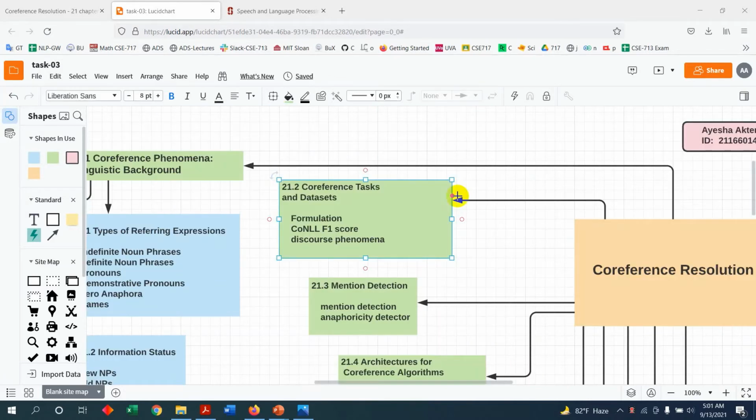Now the second section, whose name is Coreference Task and Datasets. We can formulate the task of coreference resolution as follows. Given a text T, find all entities and the coreference links between them. It evaluates the task by comparing the links our system creates with those in human-created gold coreference annotations on T. Coreference is usually evaluated by the CoNLL F1 score, which combines 3 metrics: MUC, B-cubed, as well as CEAFe. A number of corpora mark richer discourse phenomena.